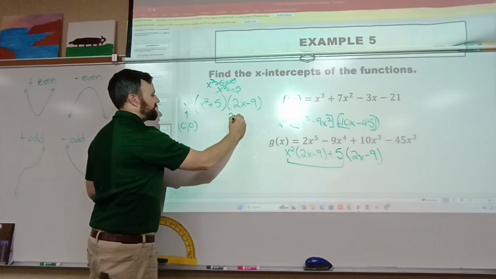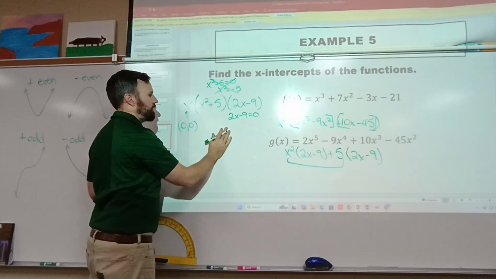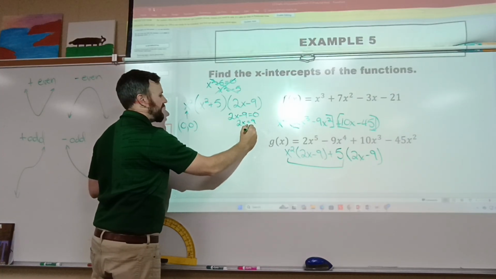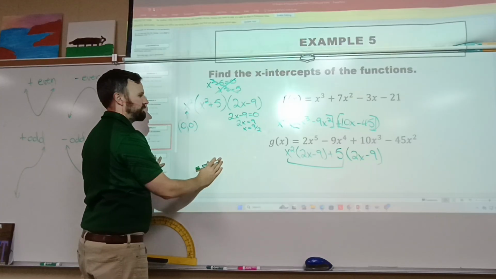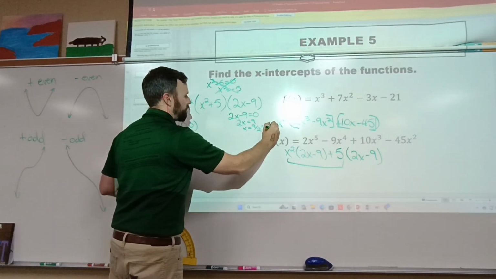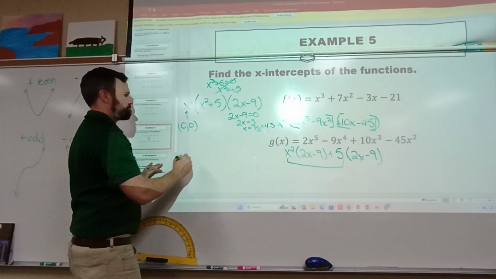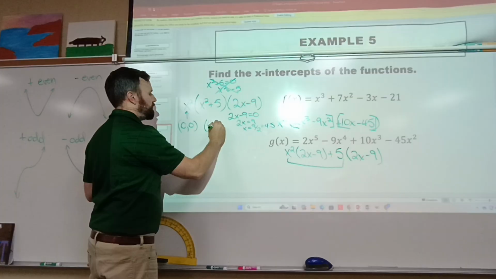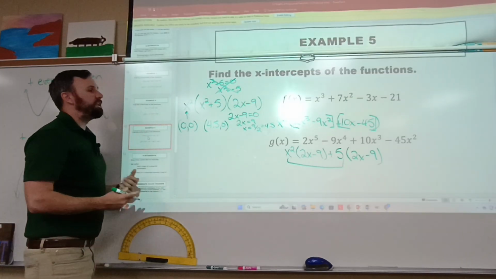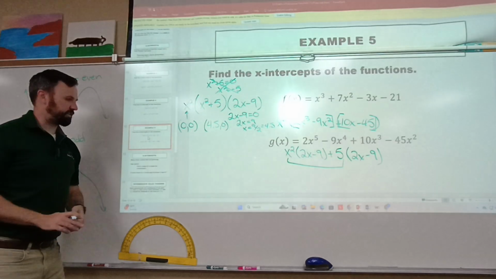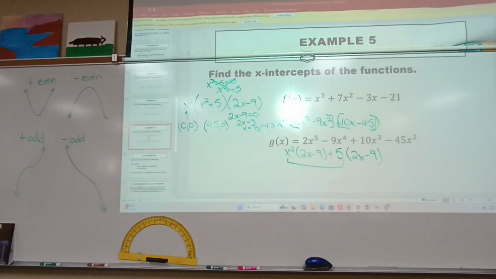This one will, though. When is 2x minus 9 equals 0? 2x equals 9. x equals 9 halves, or 4.5. I just solved that equal to 0. So I get (4.5, 0). So how many x-intercepts did I have on that silly graph? 2. It only hits twice, because we ignore complex numbers for x-intercepts. All right?